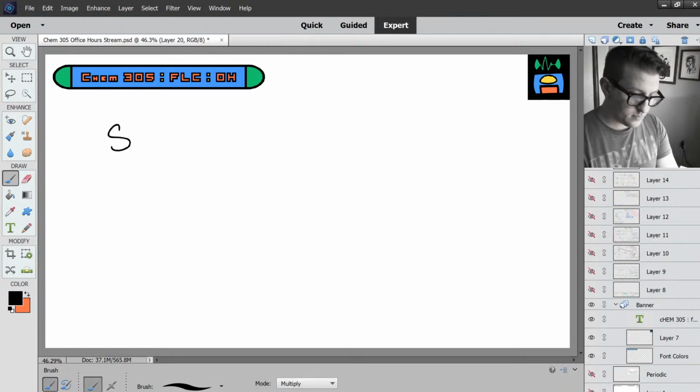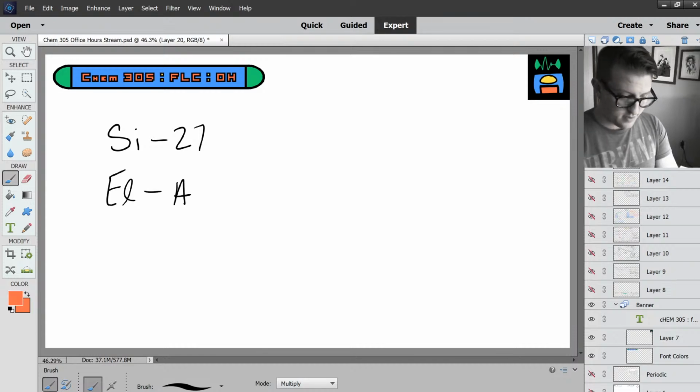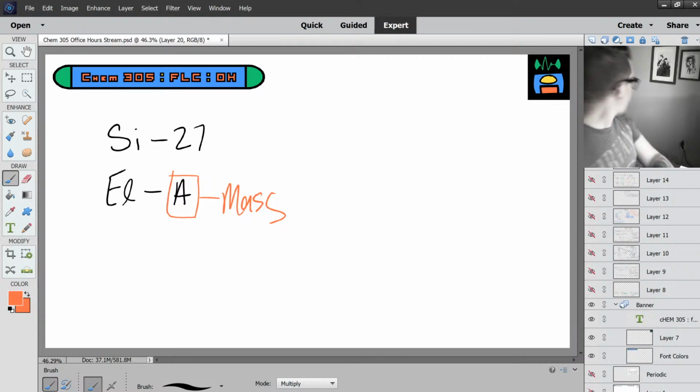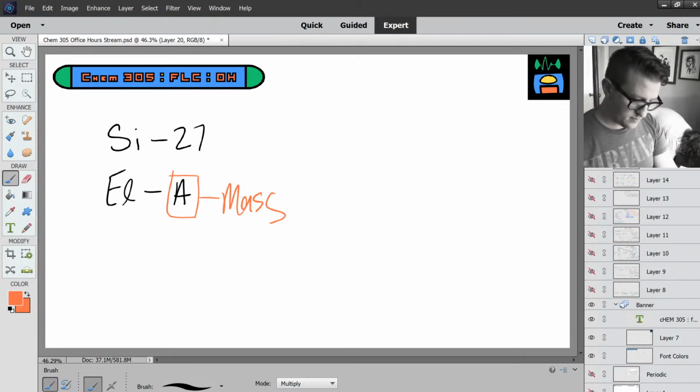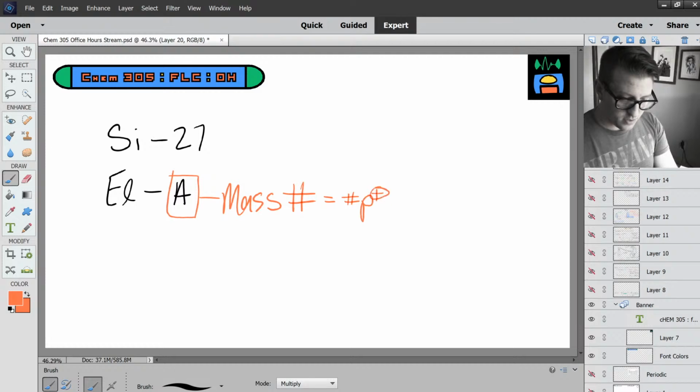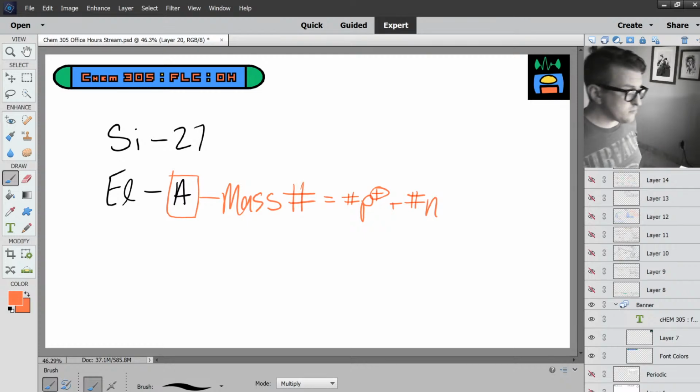So, in this nomenclature, it's always elemental symbol followed by the mass number. Right, which is the protons plus the neutrons. All the nucleons. Alright, so that is correct.